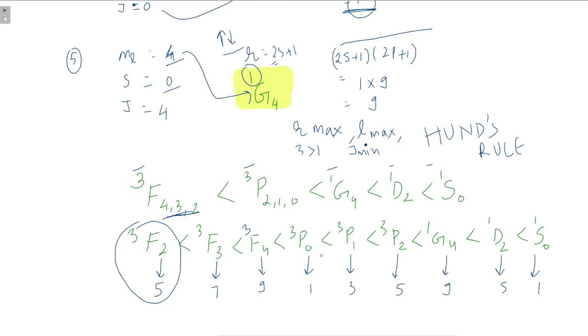And then we have P values. In P, we have the smallest value 0. So 0 will come first. And we have 3P0, 3P1, 3P2. And finally, we have the G, D, and S terms.